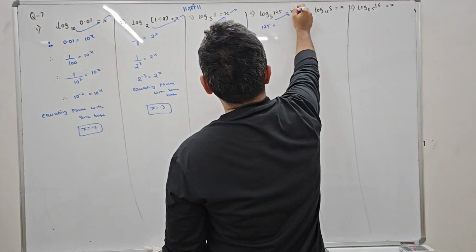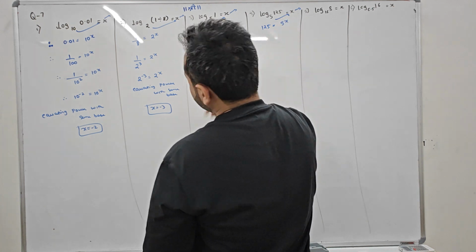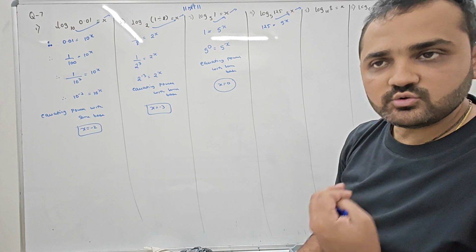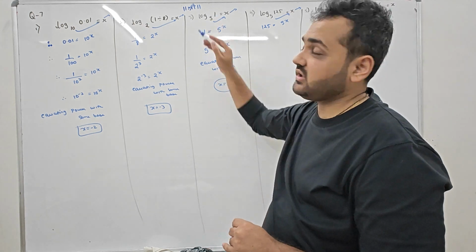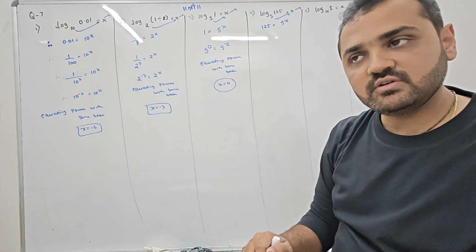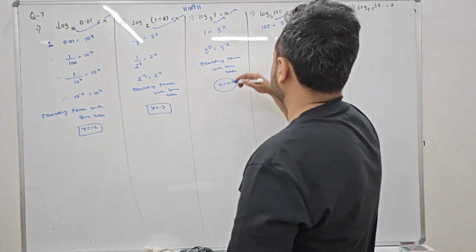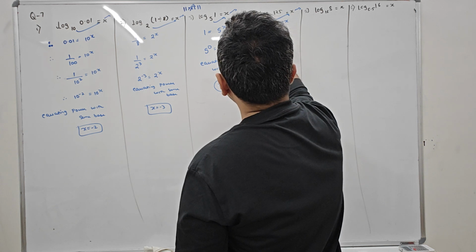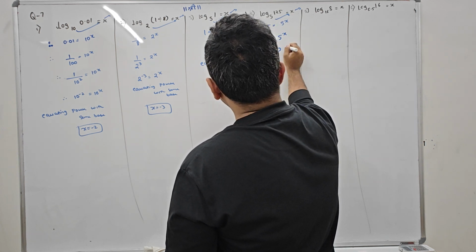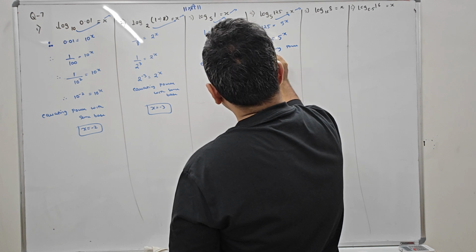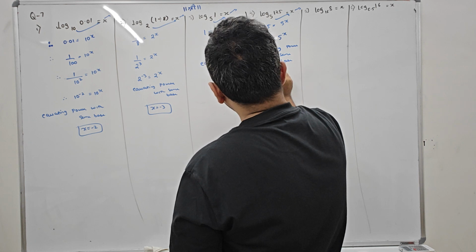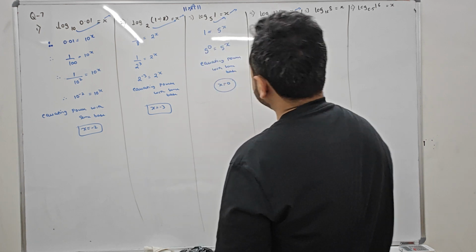125 is equal to 5 raised to x. But also one more thing you have to remember: log of 1 to any base will always be 0. Log of 1 to any base will be 0 only. Here we proved 5 raised to 3 is equal to 5 raised to x. Equating power with the same base. So x is 3.